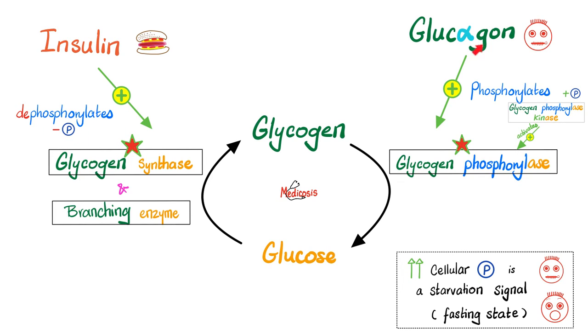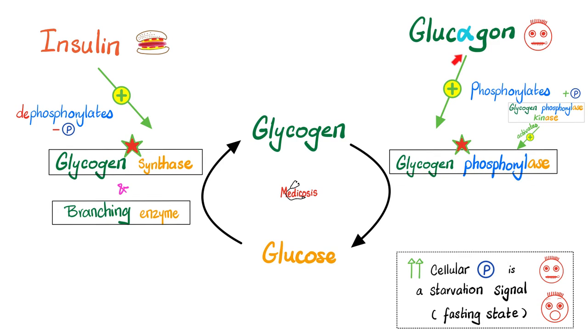So insulin helps glycogen synthase by dephosphorylating it, i.e. removing a phosphate. Glucagon is helping glycogen phosphorylase by adding a phosphate, phosphorylation. There is another enzyme that takes that phosphate and literally adds it to the glycogen phosphorylase to activate it, and this is known as glycogen phosphorylase kinase, which adds a phosphate to glycogen phosphorylase. Ergo, glycogen phosphorylase kinase. A kinase is an enzyme that adds a phosphate.